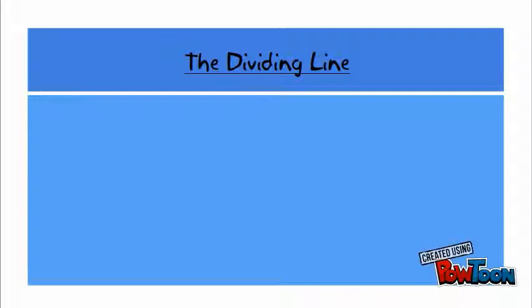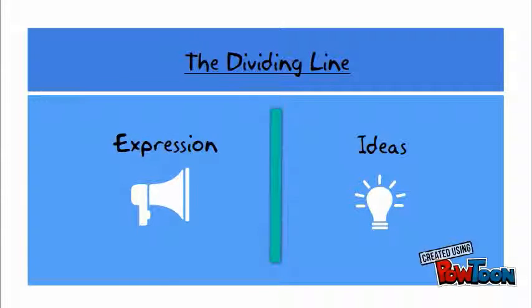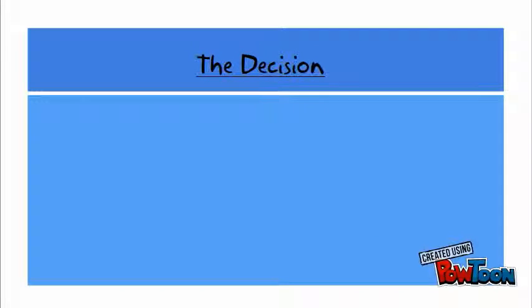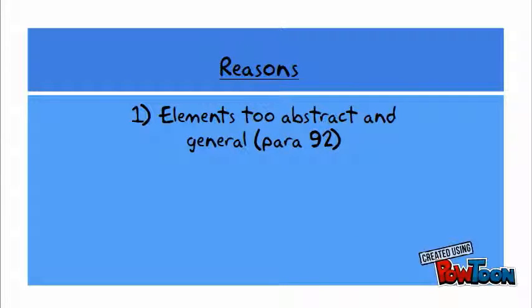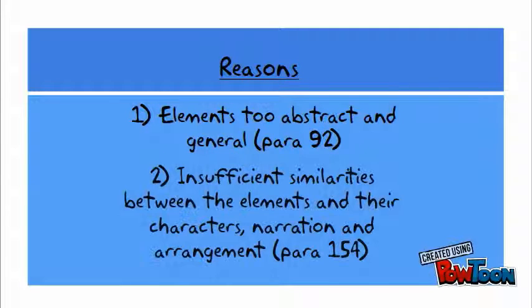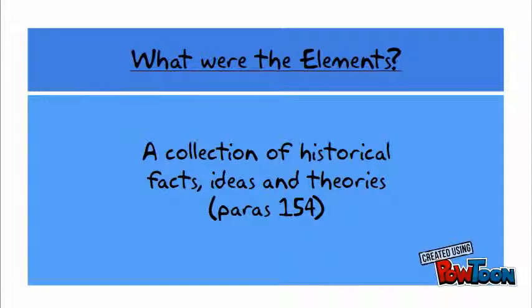Lord Justice Lloyd referred to this problem as deciding whether the copying fell on the expression or ideas side of a dividing line. On appeal, the court held unanimously that there had been no infringement. It was held that the elements relied upon were too abstract and general to be protected by copyright. There were not sufficient similarities between the elements' characters, narration, arrangement, and ultimately expression. They were just a collection of historical facts, ideas, and theories.